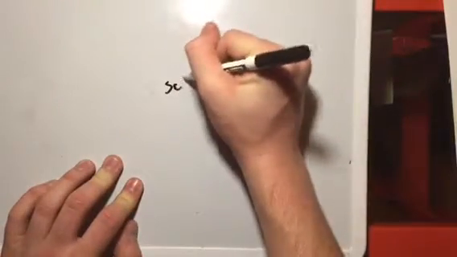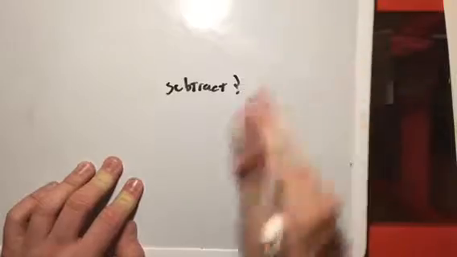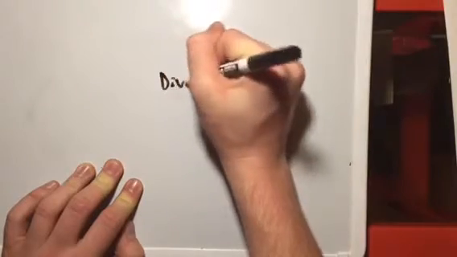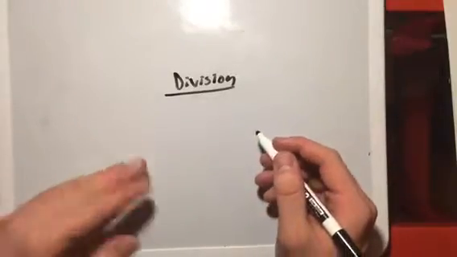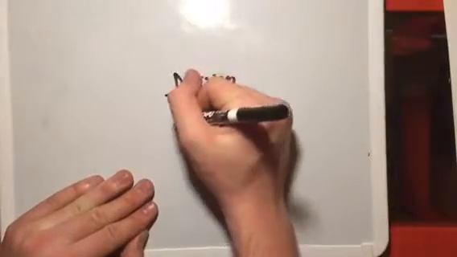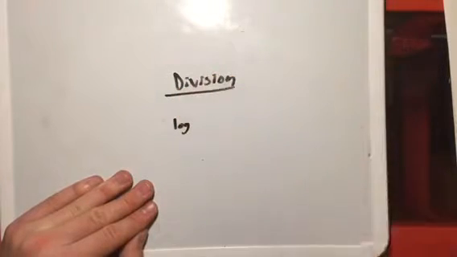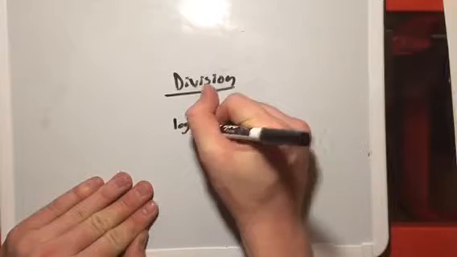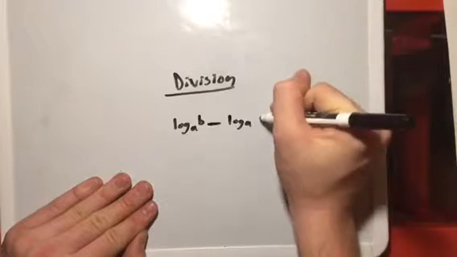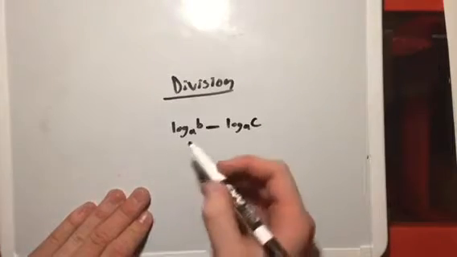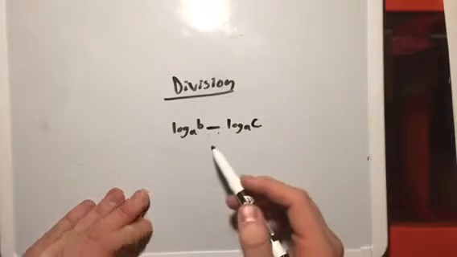Now when we wanted to add two logarithms, we used the product property. Well, what happens when we want to subtract? When we want to subtract two logarithms, we use the division property. Division. Now what this looks like, let's just use letters for our formula: log base A of B, same one, minus log base A of C.